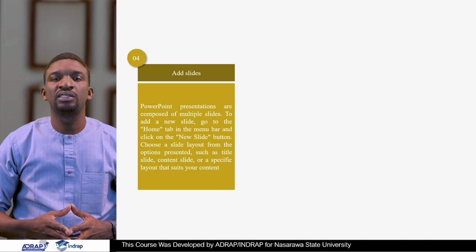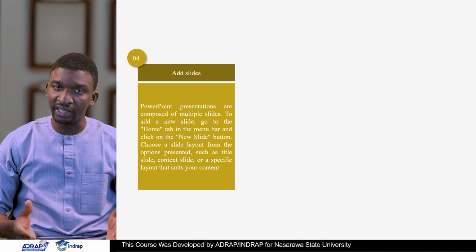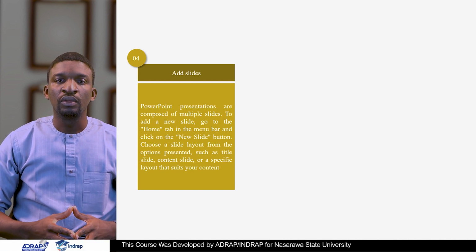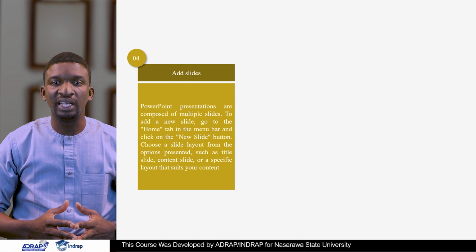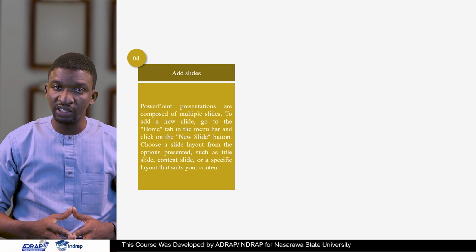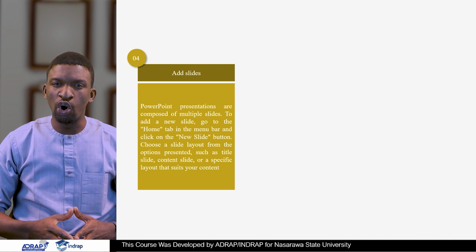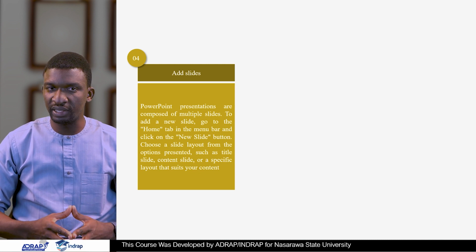Adding slides. PowerPoint presentations are composed of multiple slides. To add a new slide, go to the Home tab in the menu bar. Click on the New Slide button. Choose a slide layout from the options presented, such as the title slide, the content slide, or a specific layout that suits your content.